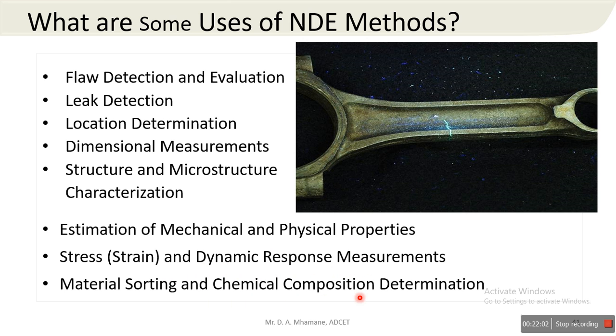Material sorting and chemical composition determination. Material sorting is a very wide area of application of NDT, because as far as the acceptance criteria are concerned, which component is acceptable for further operation or not can be determined with the help of NDT methods also.